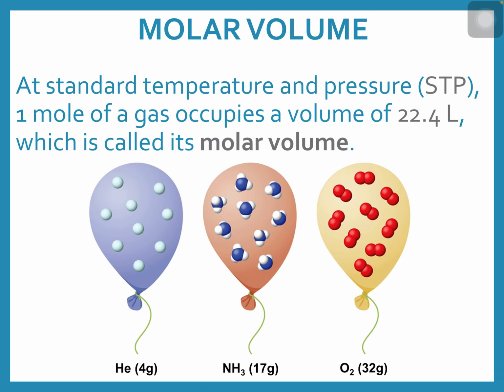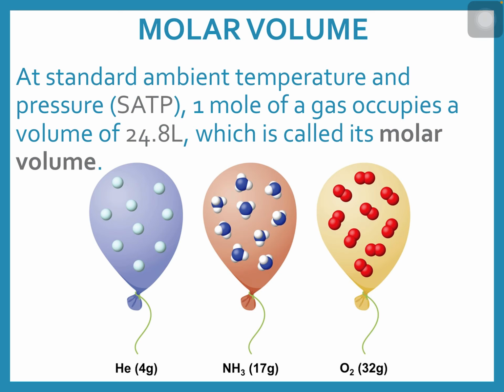So here, the mass of the gas doesn't actually matter, and Avogadro was the first one to figure this out, although his hypothesis wasn't believed until about 50 years after he came up with that. So 1 mole of any type of gas at standard temperature and pressure will take up 22.4 liters. At SATP, so 25 degrees Celsius and 100 kilopascals, 1 mole of any gas will take up 24.8 liters of space.